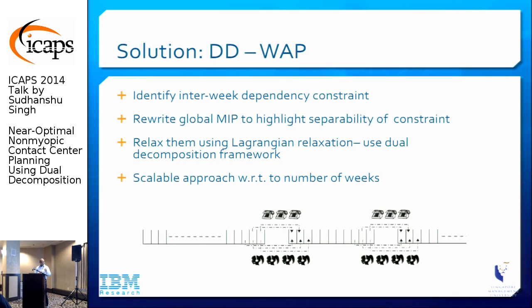Whereas if you are solving one MIP formulation, if you solve it for 1 week, it will take a few seconds. You make it 2 weeks, it takes some minutes. You make it 4 weeks, it takes some hours. You make it 8 weeks, it takes one day. So that approach is not scalable. This is scalable in the number of weeks.